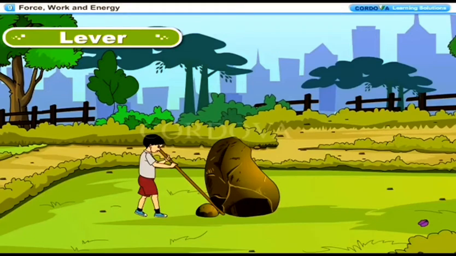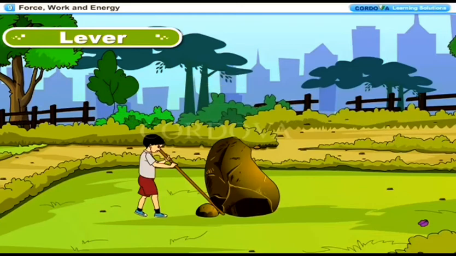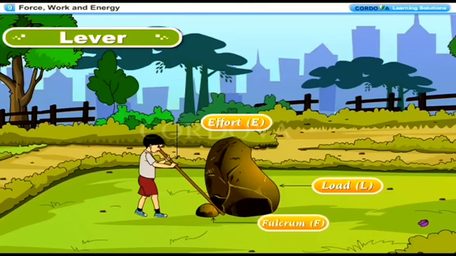It consists of 3 parts: load, effort, and fulcrum. The object on which work is to be performed is called load, L. The force applied on a lever to lift or move the load is called effort, E. The fixed point on which a lever turns is called fulcrum, F.